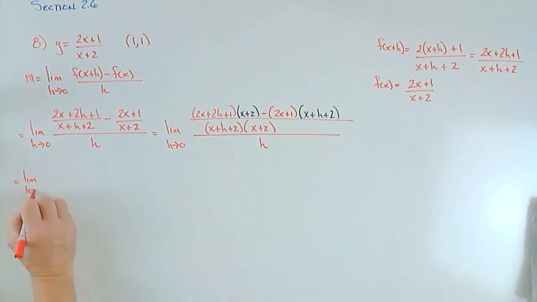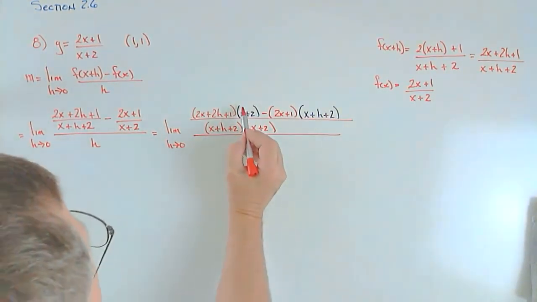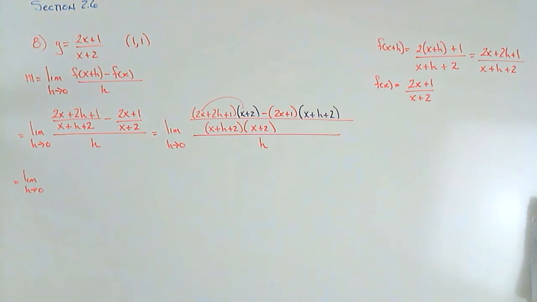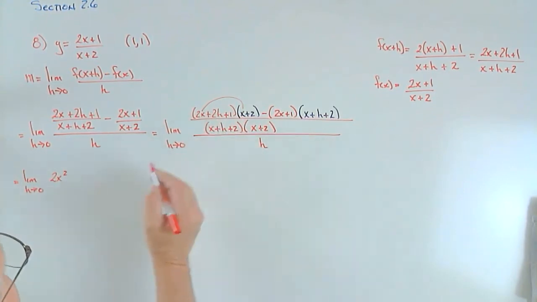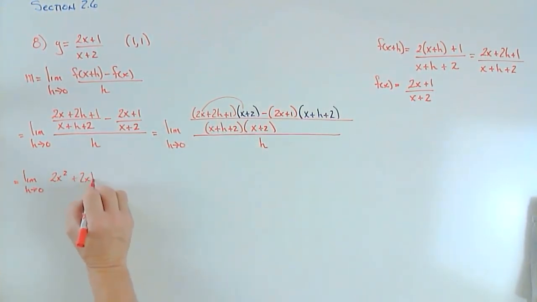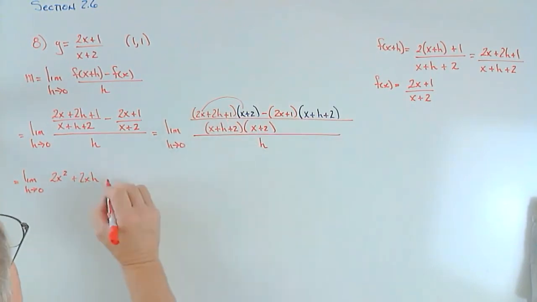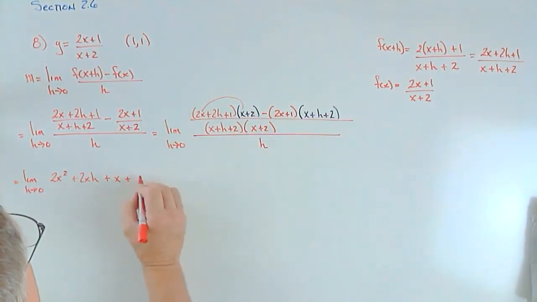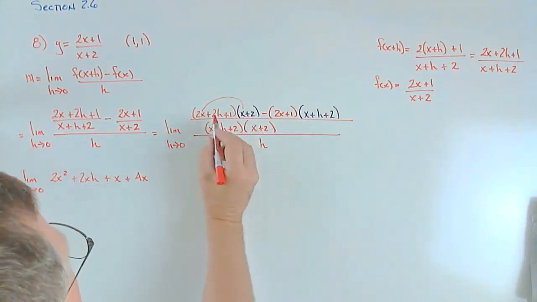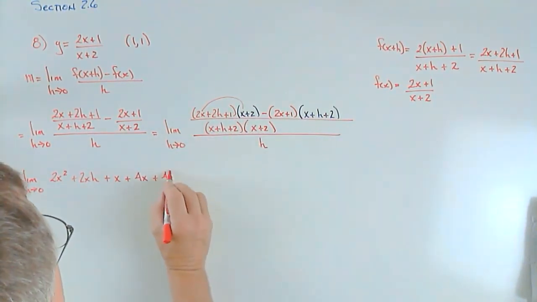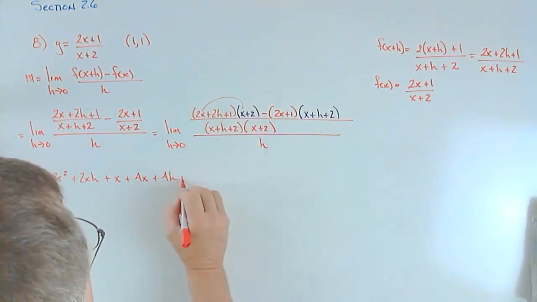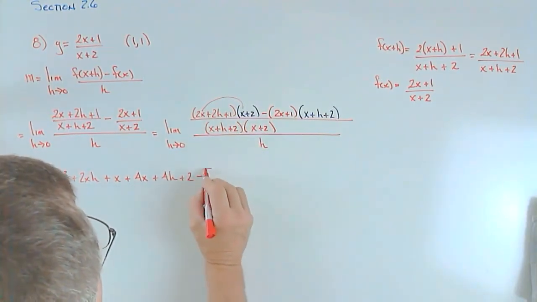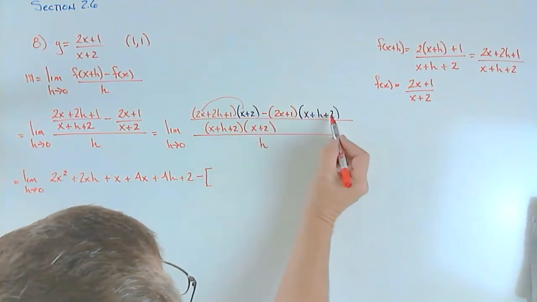Well, we're going to have to multiply. So we're going to have to FOIL. Well, not really FOIL, we're going to have to distribute. x times 2x is 2x squared. x times 2h is plus 2xh. x times 1, that's x. 2 times 2x, 4x. 2 times 2h, 4h. 2 times 1, 2. Minus, now let's remember it's minus all of this, right?